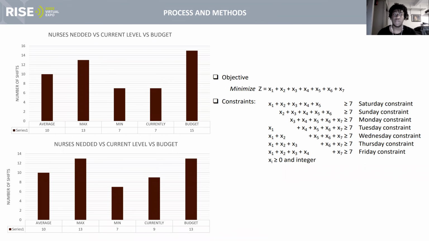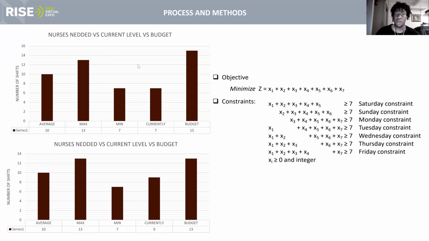So first, we compared the demand to the supply of the hospital. Our average, max and mins are: in an average week, how many nurses we need; on a really busy week, how many nurses we need; and on a slow week, how many nurses we need. And we compared that to the number of nurses they currently have in that department.